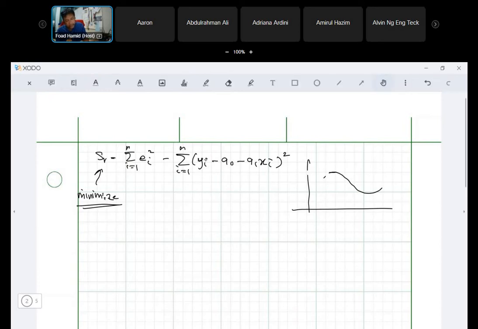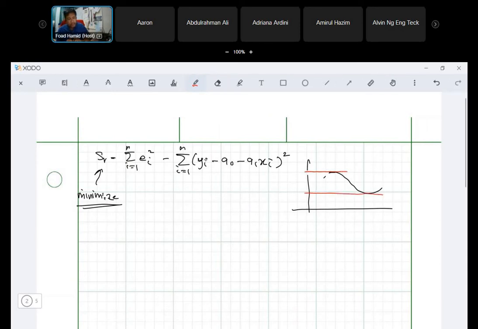And this is our minimum value of the function. So how do we know that that point is the minimum or the maximum point? How can we prove that this is a maximum point? And how do we prove that this is our minimum point?